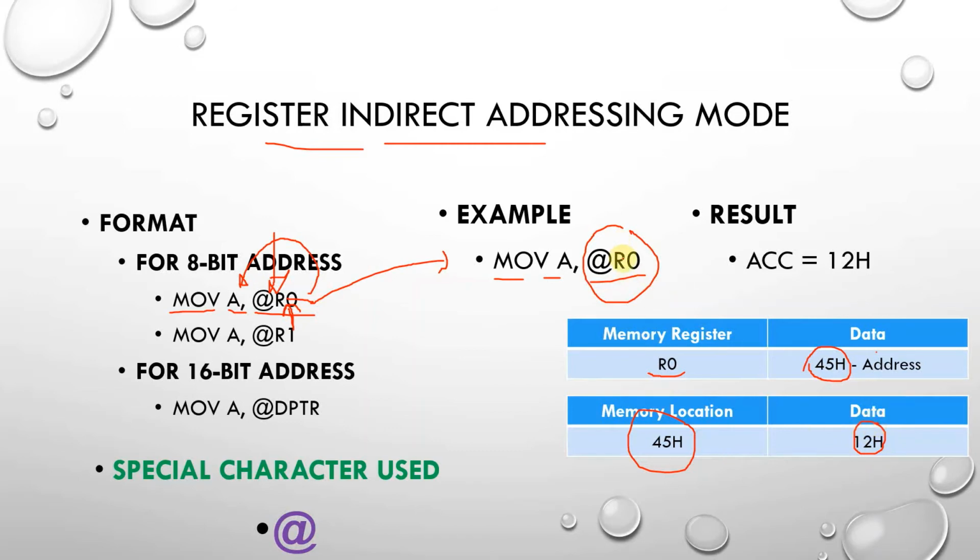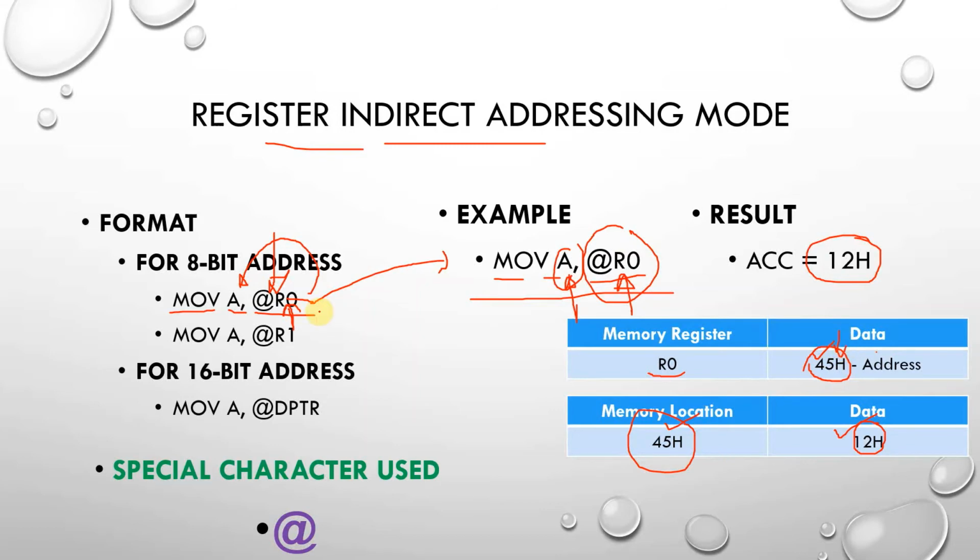Now what will happen here with this instruction execution? The data present in A will be the data present at the address contained in R0. So R0 contains the address 45, and the address 45, that is memory location 45, contains the value 12H. So the accumulator will have 12H, not 45.